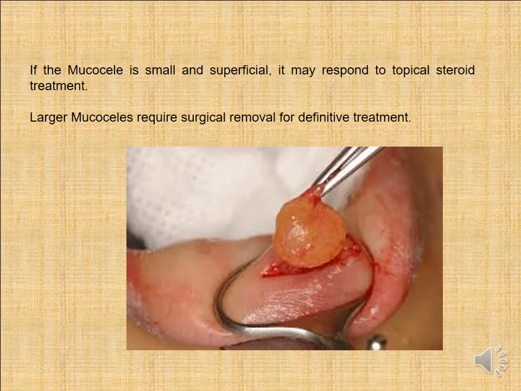Larger mucoceles require surgical removal for definitive treatment. In fact, steroid use is very limited because its negative effects are many, but removal of the cyst with the gland is more useful and more treatable.